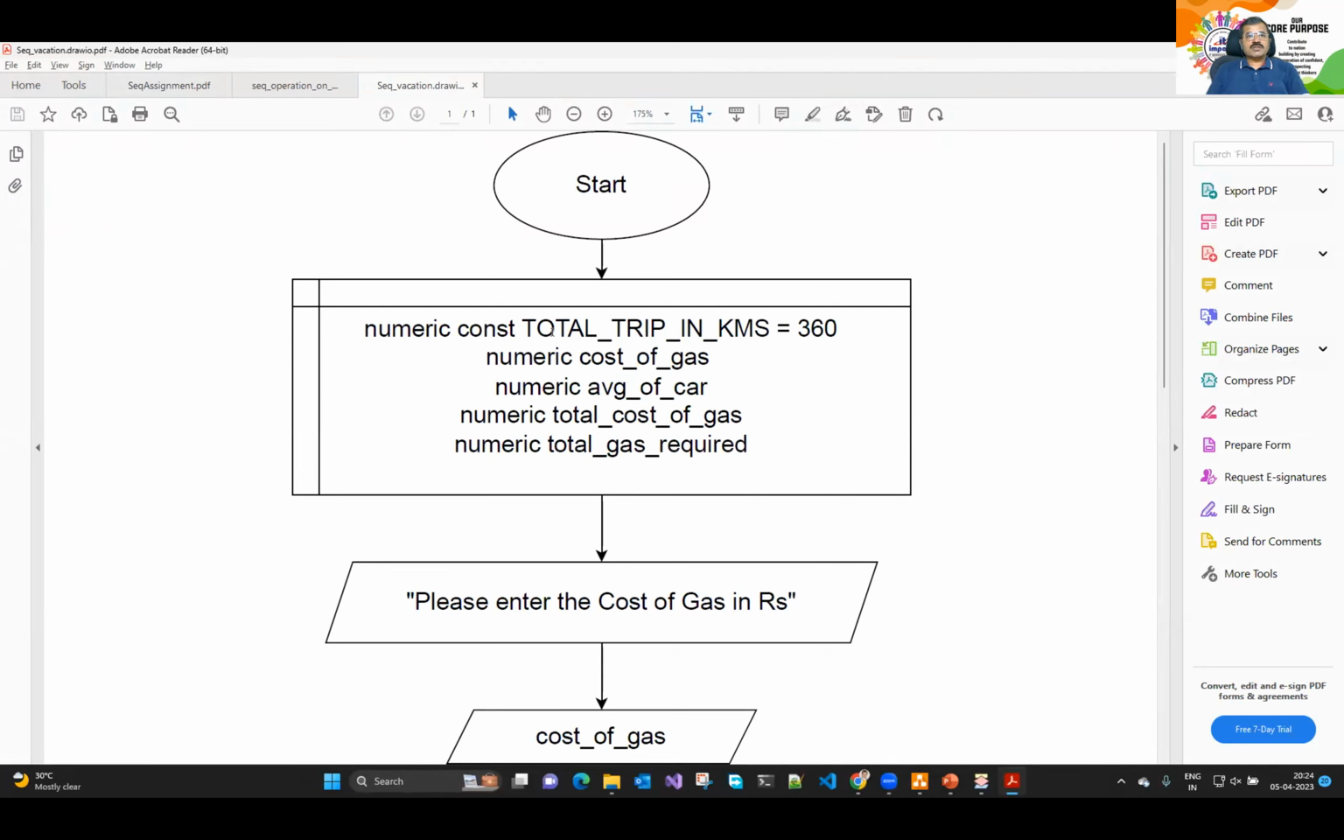So he says numeric constant, total trip in kilometers. What is total trip in kilometers? Total trip or total distance? The total trip in kilometers doesn't sound good. It's the distance of the trip in kilometers, correct? So that is one thing you could have done. Then cost of the gas, average of the car, cost of the gas and total gas required. But what have you been asked to calculate? You have been asked to calculate the total cost of gas, no. Cost of trip. Cost.